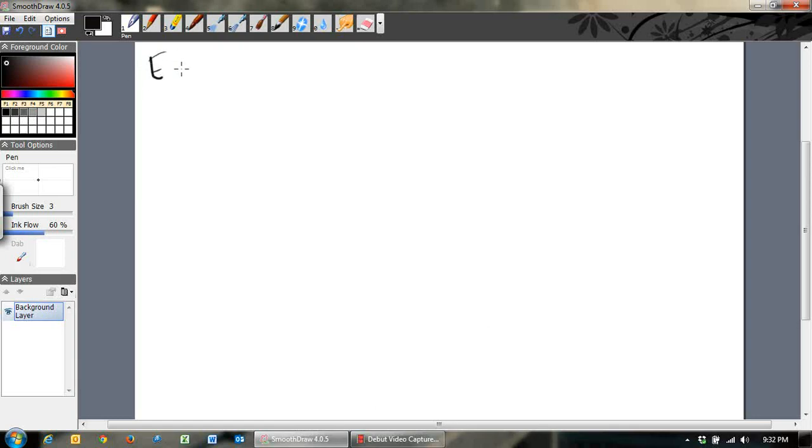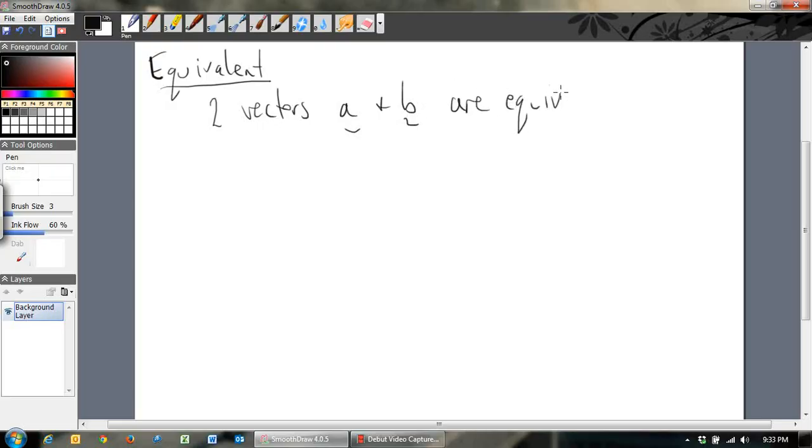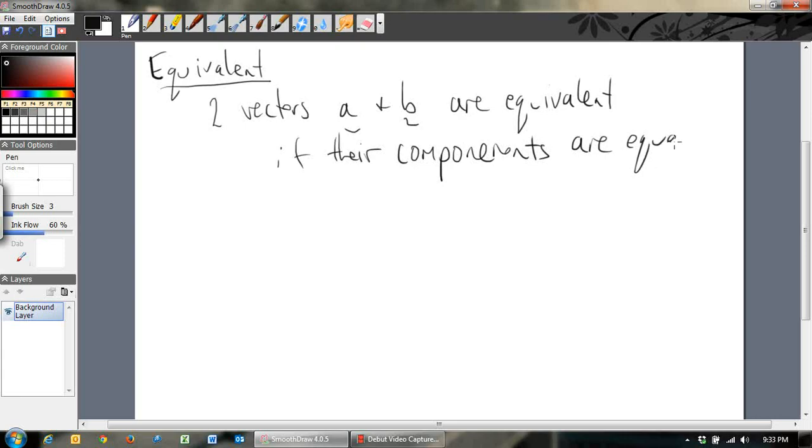Okay, so let's have a look at when two vectors are equivalent. Basically, two vectors A and B are equivalent only if their components are all equal. Okay, so each of the i, j and k components need to be equal if A is equal to B.